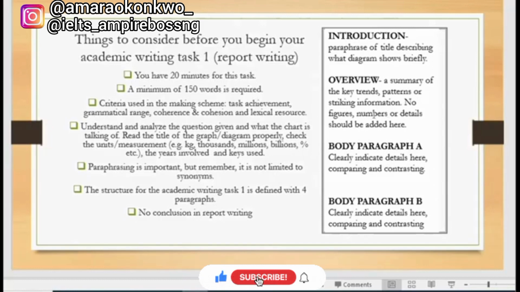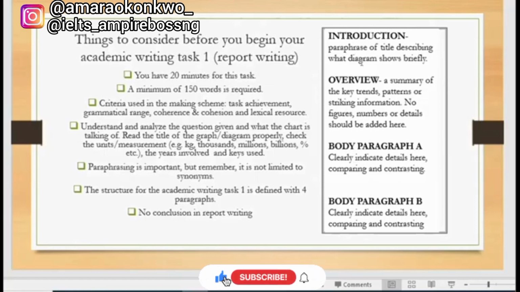The overview is a summary, so it shouldn't contain, see what I wrote here, no figures, numbers, or details should be added here. Just give us a summary. Don't mention any number or size or percentage or weight, depending on whatever unit is mentioned in the data sets. You do not need to mention any of that in your overview. It is in your body paragraph that you can go ahead to mention figures and other details.